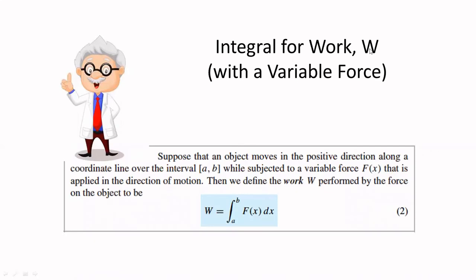So the integral for work W with a variable force would then be represented by this particular formula. Suppose that an object moves in the positive direction along a coordinate line over the interval A to B, while subjected to a variable force f of x that is applied in the direction of motion. Then we define the work W performed by the force on the object to be equal to the integral of the function of x, or of the force, multiplied by dx, which is the displacement, integrated from A to B, because this is the interval along which your object is moving in the positive direction in your coordinate axis.